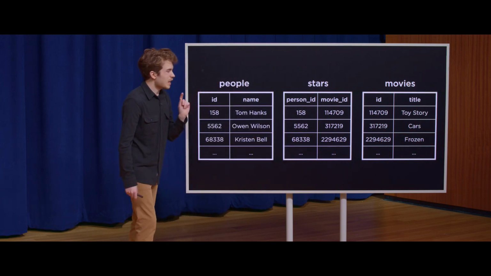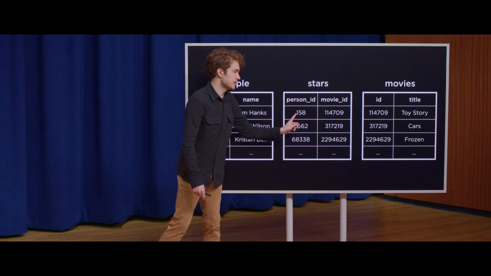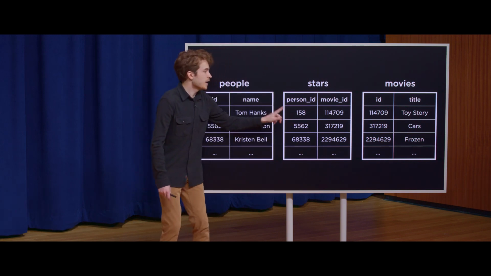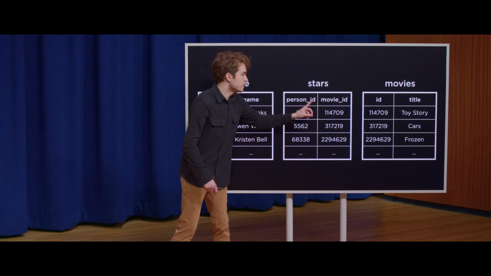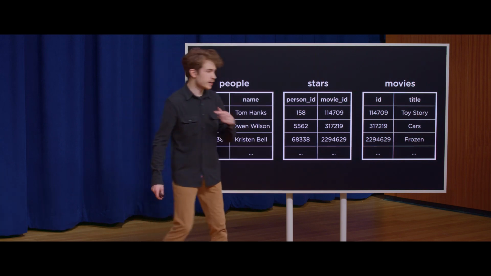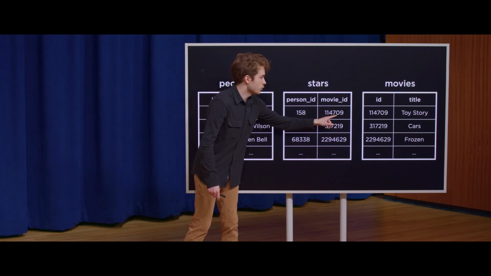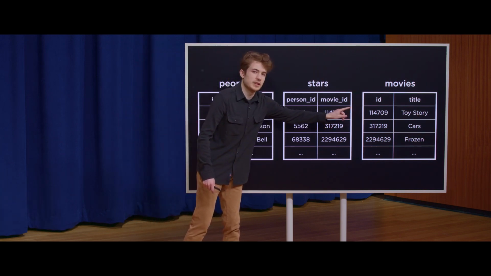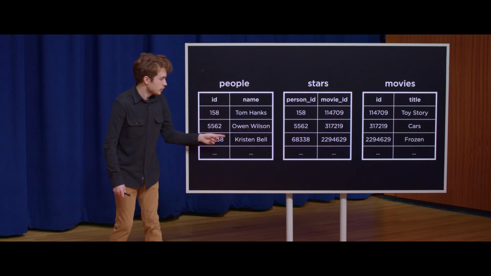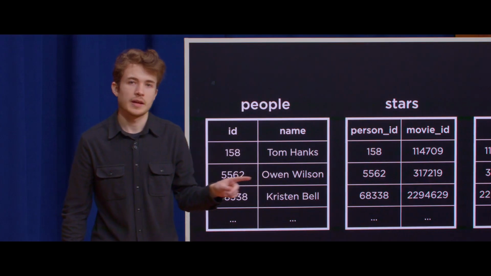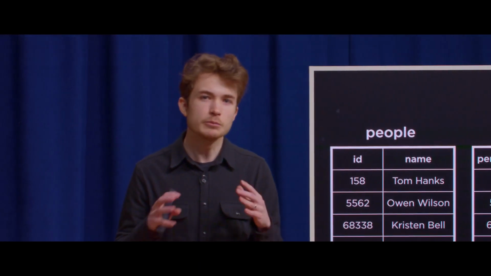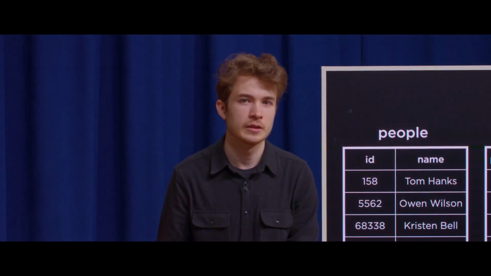And if we look at this table, I could see that if I see person ID next to some given movie ID, well, it means that the person with this ID has starred in, played a role in this movie here. We see person 158. Let's see, Tom Hanks was in the movie ID with 114709, or Toy Story, as we see in the movies table. And now, knowing this, how could we figure out which movies Kristen Bell has starred in? If we know Kristen Bell's ID, what should we then do to find the movies Kristen Bell has starred in?